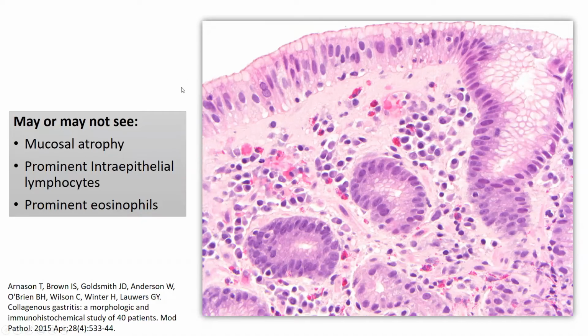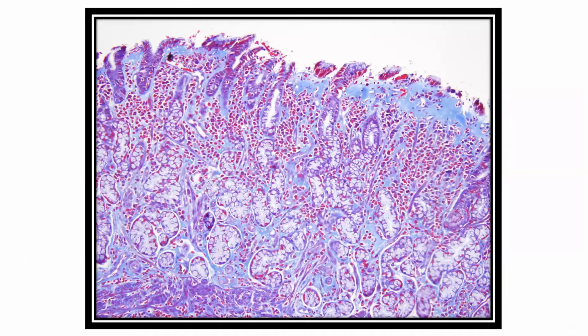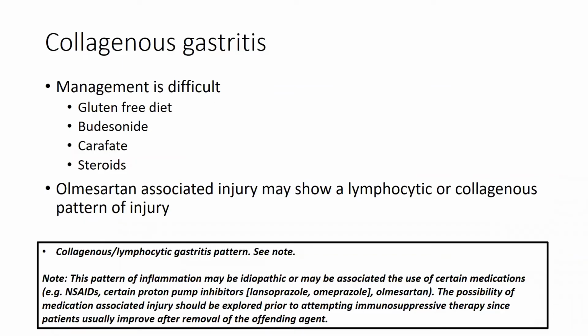You may or may not see mucosal atrophy, also prominent intraepithelial lymphocytes, and this is also one of the settings where you can see prominent eosinophils, typically limited to the lamina propria. And then if you are not sure on H&E, you can always do your trichrome stain, which will highlight that thick, but mostly this irregular collagen table that in some areas drips down into the underlying lamina propria. Management tends to be difficult for collagenous gastritis. Patients may be put on a gluten-free diet or may be treated with budesonide, carafate, or steroids.